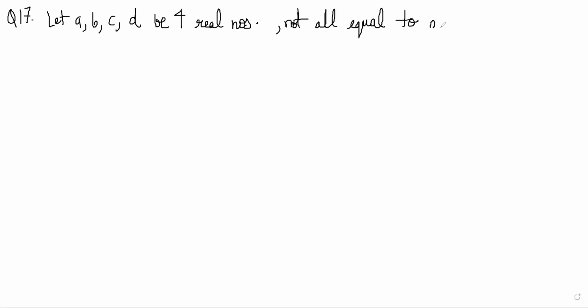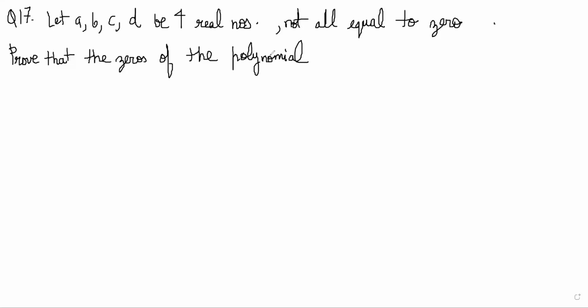Okay, let's do this one. Let A, B, C, D be 4 real numbers, not all equal to 0. Prove that the zeros of the polynomial f of x is equal to x power 6 plus ax cube plus bx square plus cx plus d cannot all be real.